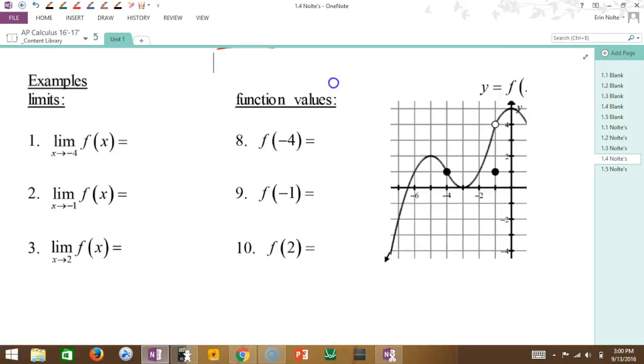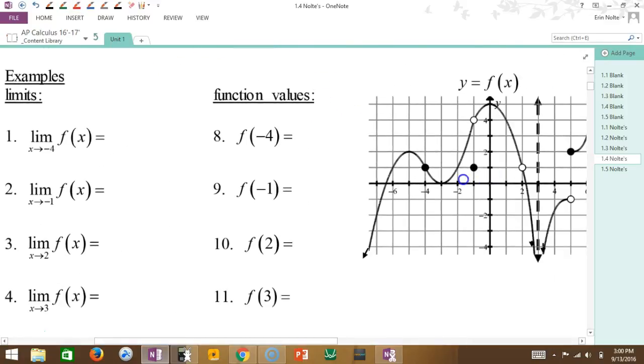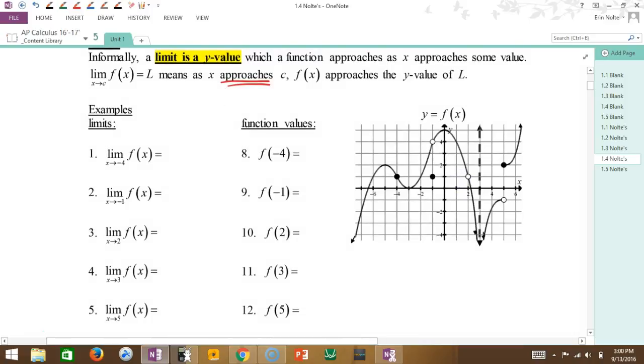All right, let's check this awesome, gnarly function out here. That's definitely got to be some kind of a piecewise function, right? Coming over here, the first question says the limit as x approaches -4. Looking at x being -4, what is the y value that the function is approaching? Give me a number. 1. Does everybody see how this is approaching 1 from the left and from the right? It's going to 1.